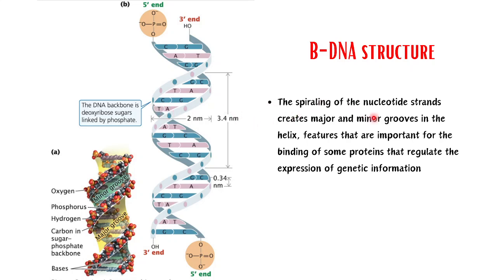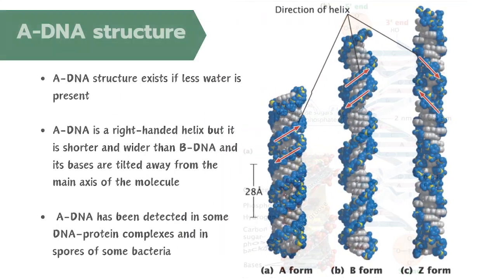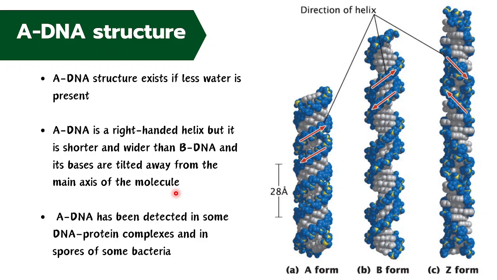So this minor groove and the major groove, class, they have features that are important for the binding of some proteins that regulate the expression of genetic information. So that's the BDNA. So always remember nga ang BDNA, this is the type of DNA structure nga prominent sa atong lawas. So daghan kay itag mga BDNA sa atong lawas. And it is also the most stable form of DNA structure, and they're present only in watery environment.